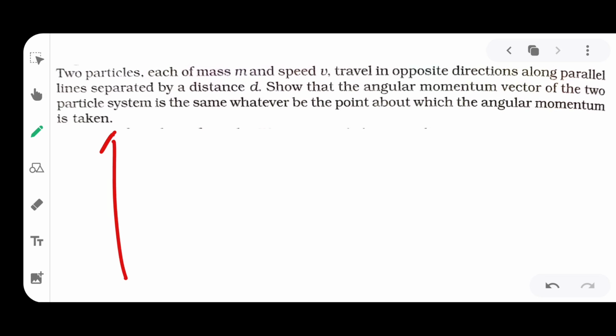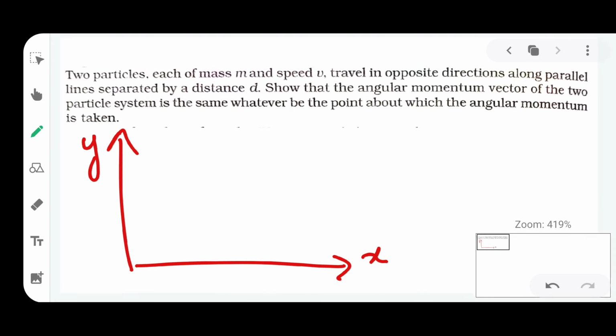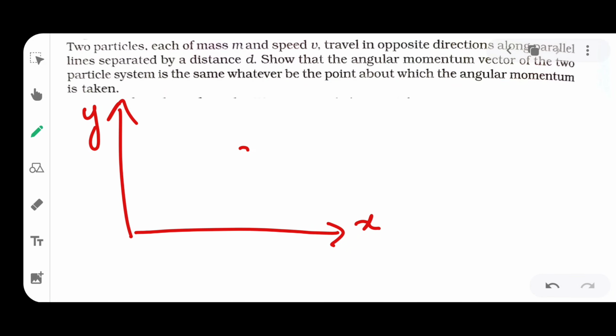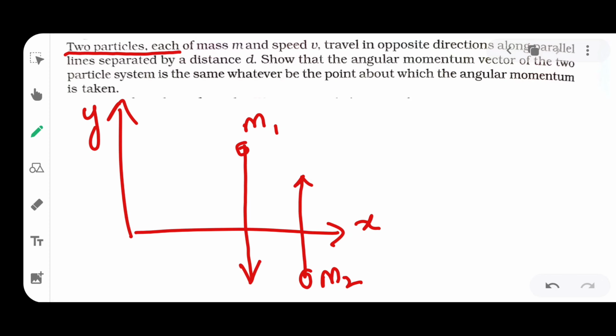So how to find out the angular momentum of the system? You have your x axis and your y axis, and we have a particle of mass, let us say m1, and imagine this is moving in the negative y direction. We have another particle of mass m2, moving in the positive y direction. Why did we choose this? Because in the question it's given each of mass m and speed v travel in opposite directions along parallel lines separated by a distance d. So later we will substitute m1 equal to m2 equal to m.